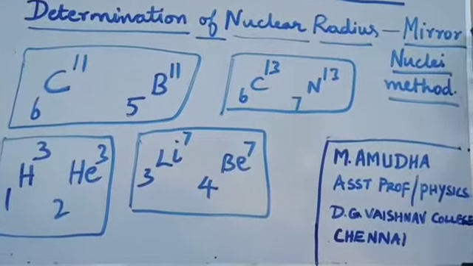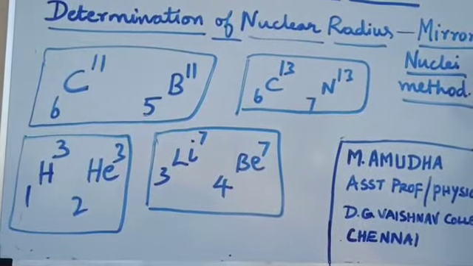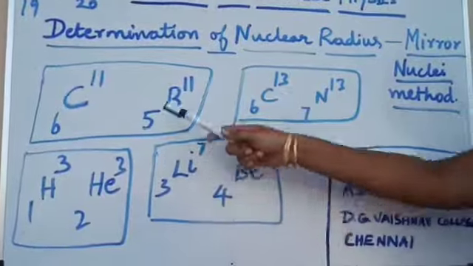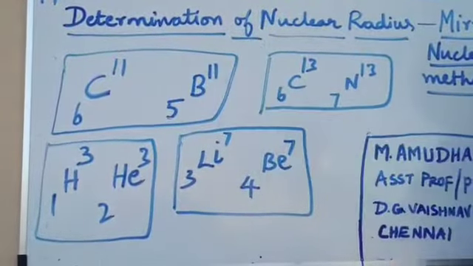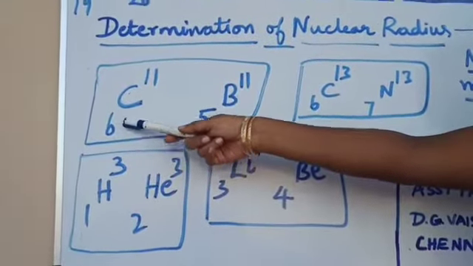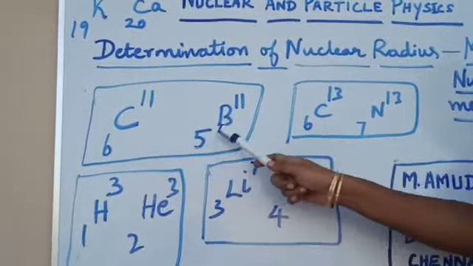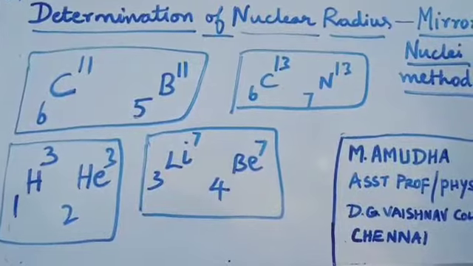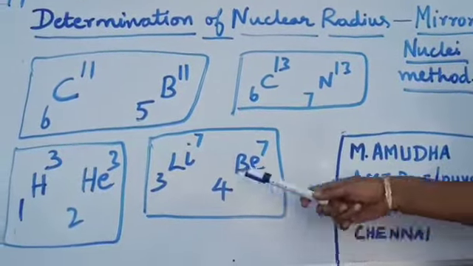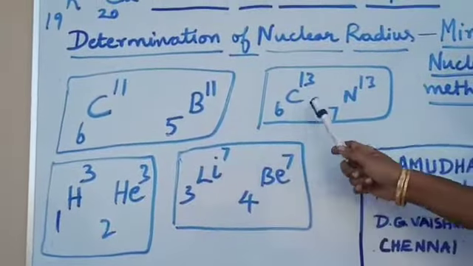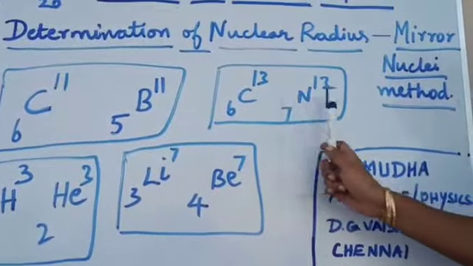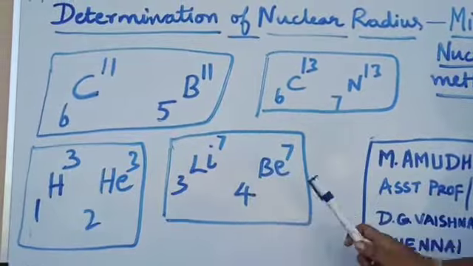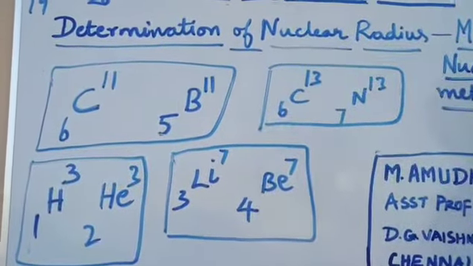As I already told, two nuclei are said to be mirror nuclei if they have the same number of nucleons, but the number of protons in one of the nuclei is equal to the number of neutrons in the other. Then we call those nuclei mirror nuclei. Examples: carbon with boron, carbon and nitrogen together. Hydrogen along with helium, lithium as well as beryllium, potassium as well as calcium.